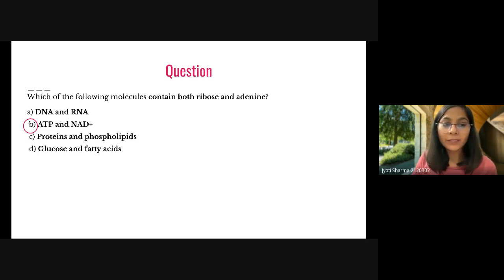Then ATP, adenosine triphosphate. So this has the adenosine, so this has the adenine, and NAD also has the ribose sugar. So this is the right answer. Protein doesn't have the ribose. Protein just has amino acids. So this is again not the right answer, because protein does not have the ribose. And then glucose and fatty acid don't have either ribose or adenine. Adenine may be present in DNA, RNA, and ATP.